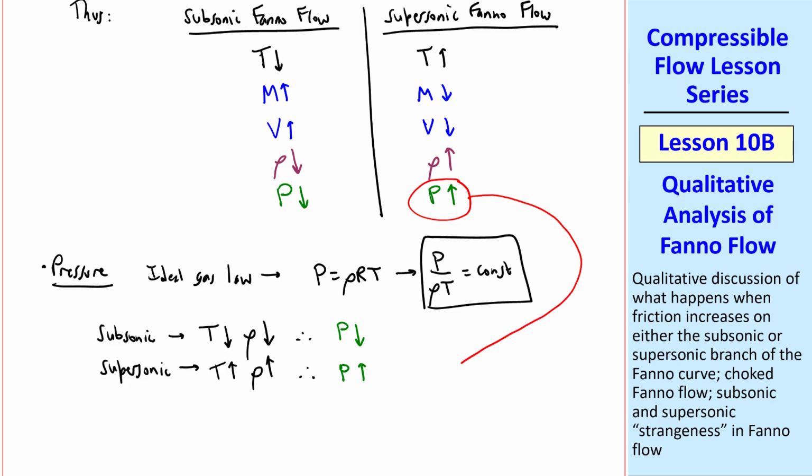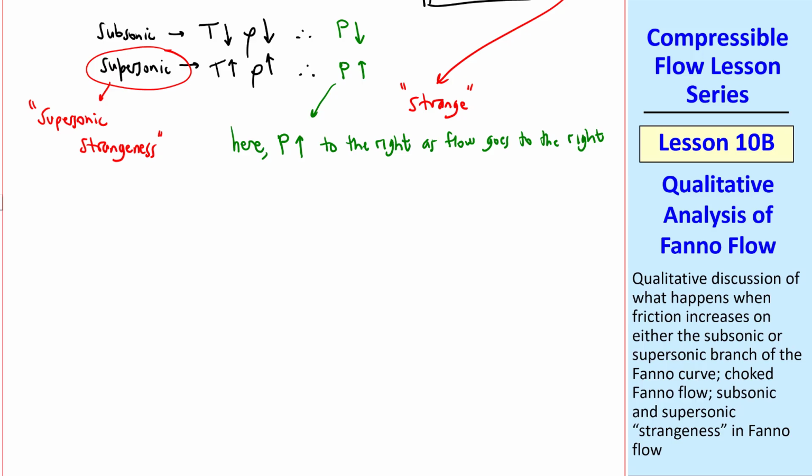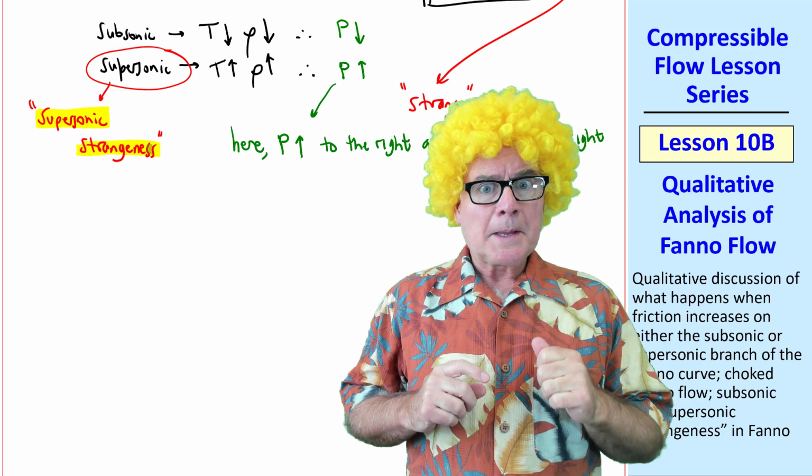This behavior is also strange because we have a long section of pipe, and you normally think that you have to push the flow through the pipe with pressure going down. But here we're saying that P goes up to the right as the flow goes to the right, even though we have friction on the walls. So the whole supersonic branch is strange. I call it supersonic strangeness.